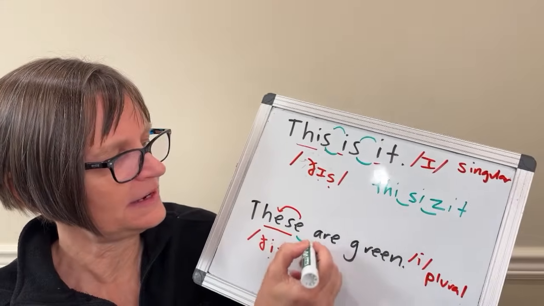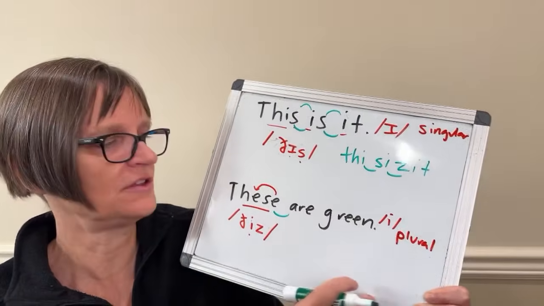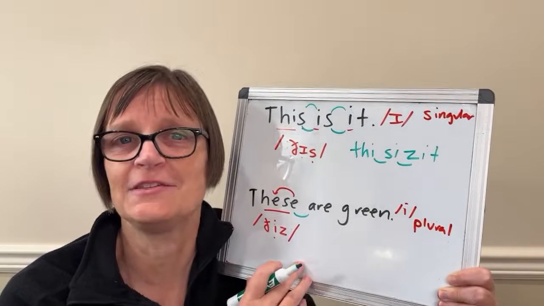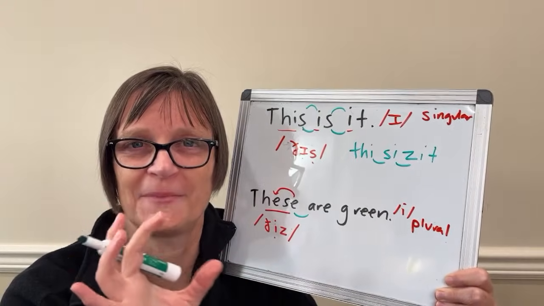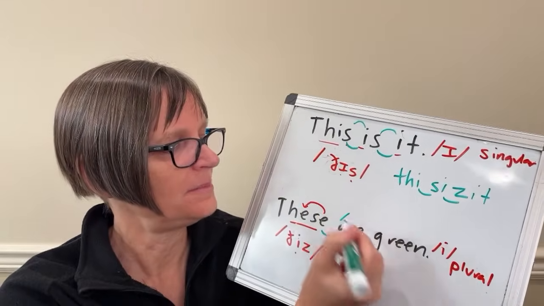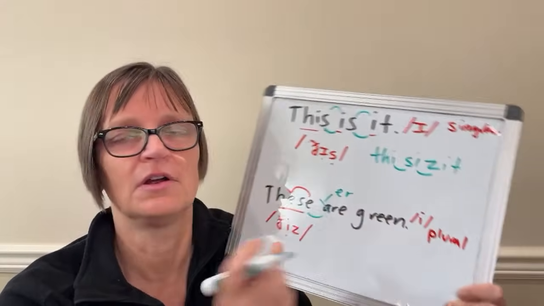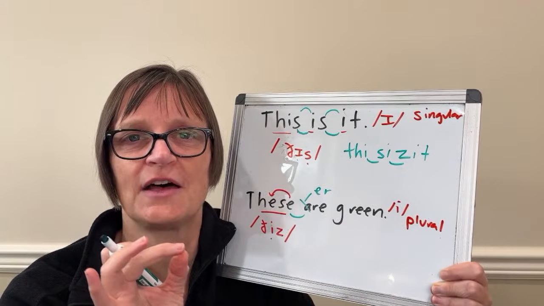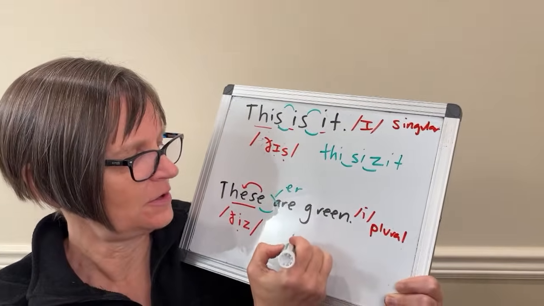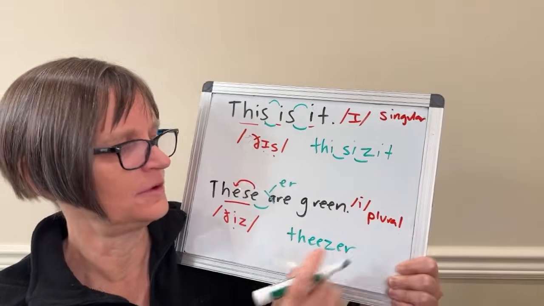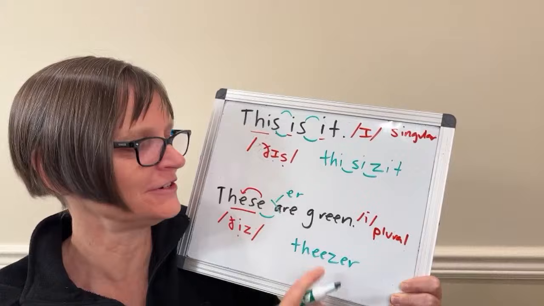And then for these are green, we're also going to link the these to the are. These are. If I was just saying these are, and I'm stressing on are, I'm going to keep that R sound. But because the R is not stressed here, it's going to sound a little bit more reduced, more like an uh sound, ðiːz. So I often write that this way, the same way I would write the word geezer, ðiːz.